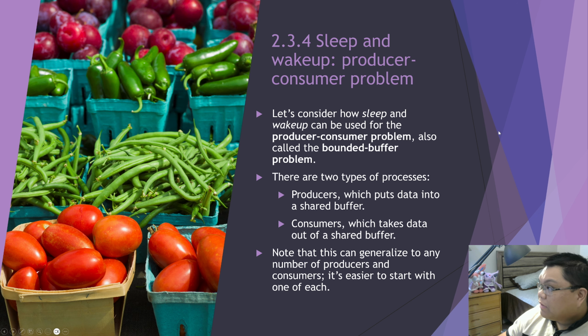So, we're going to consider a problem in computer science called the producer-consumer problem. It's also called the bounded buffer problem. So we have two types of processes, or maybe we can just have two of each type of process. We have a producer, which puts data into a shared buffer, and a consumer, which takes data out of a shared buffer. So we're going to start with the scenario of there's one of each type of process. That's easier to work with.